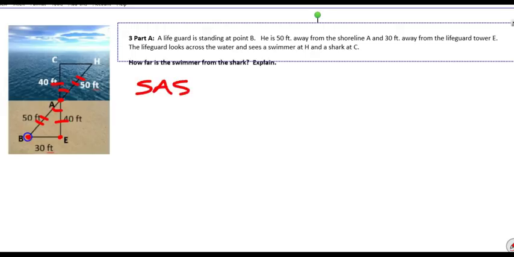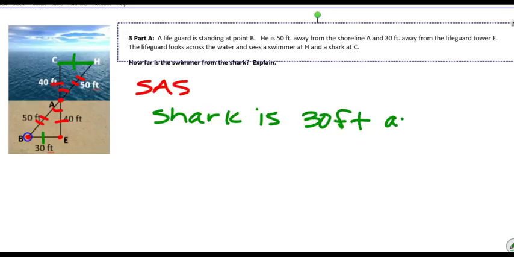As a result of that, it says here that the lifeguard looks at the water and sees swimmer H and shark C. So we're talking about these two points. How far apart are they? Down here, because these two triangles are congruent, we can say that BE is congruent to CH. So that means the shark is 30 feet away from the swimmer.